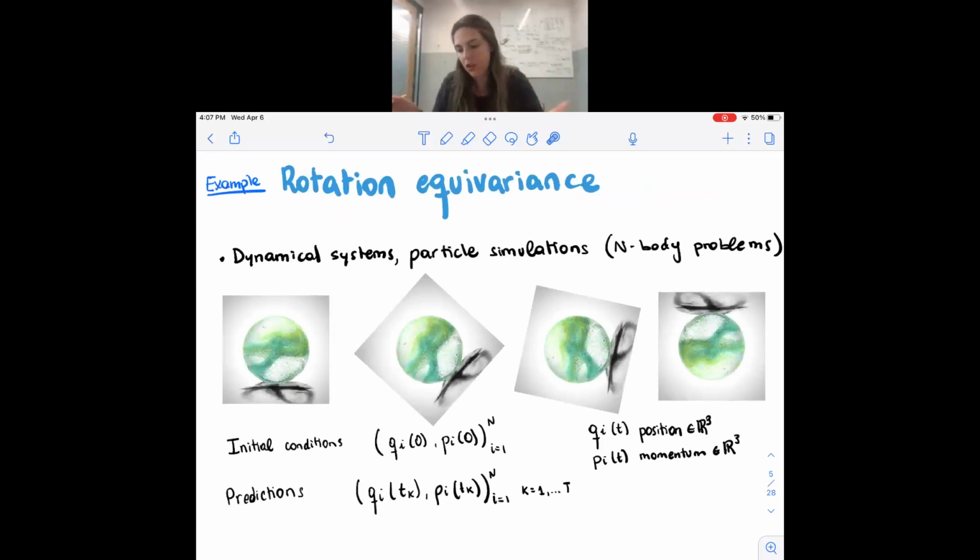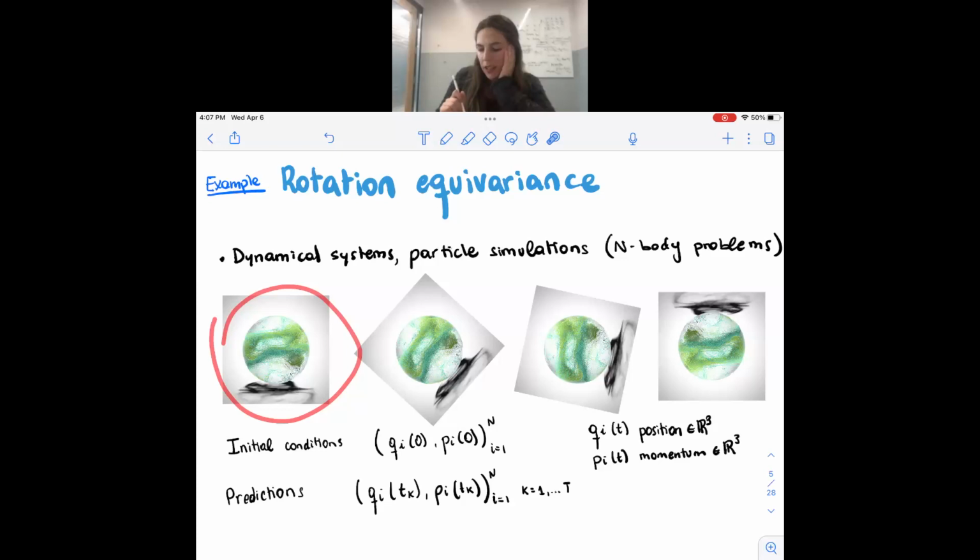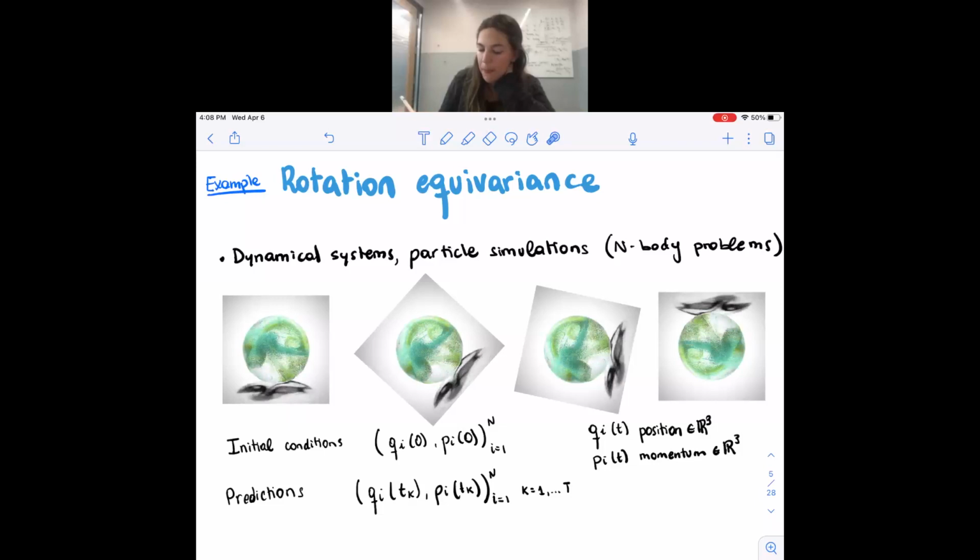dynamical systems, particle simulations, where we have n particles here in this ball, and the learning model is to predict the trajectories of these particles with time. Given the initial conditions, which are the positions and the momentums of the particles, I can predict the trajectories. But if I apply a rotation to my inputs, then the predictions should rotate in the same way. Right, so if I start with this, I have some predictions, then I rotate, then the prediction should rotate in the same way.